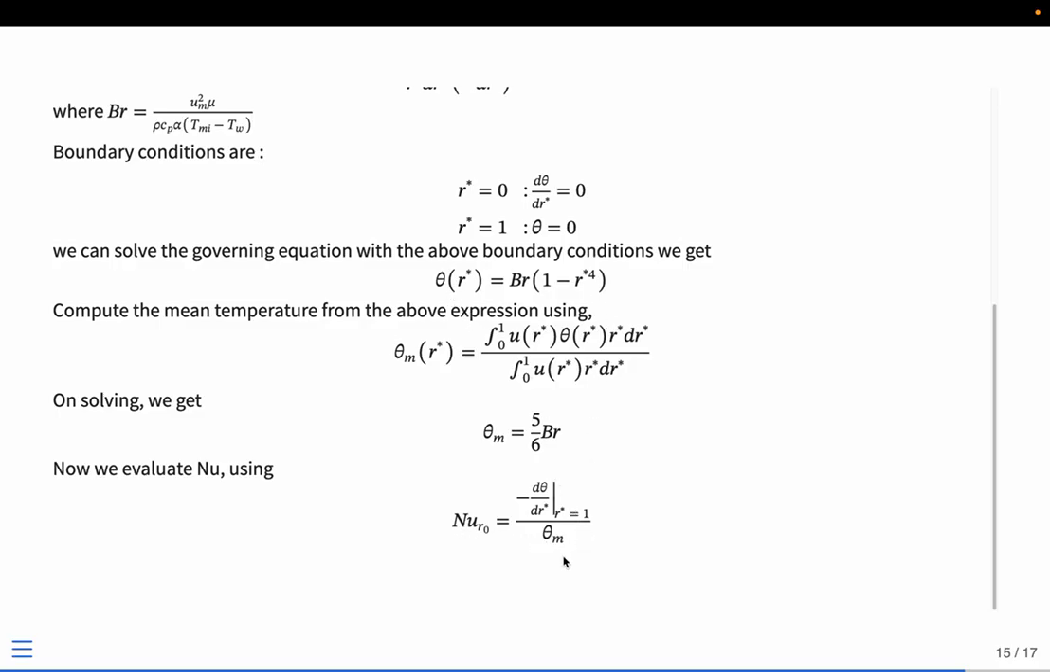So you already have theta, so you can substitute that here and get Nu if the length scale is r naught, but usually we express it in terms of hydraulic diameter, which is 2 times r naught. So Nu_D is basically 2 times Nu based on r naught. Whatever expression you are getting here, multiply that with 2, and you should be able to solve this.